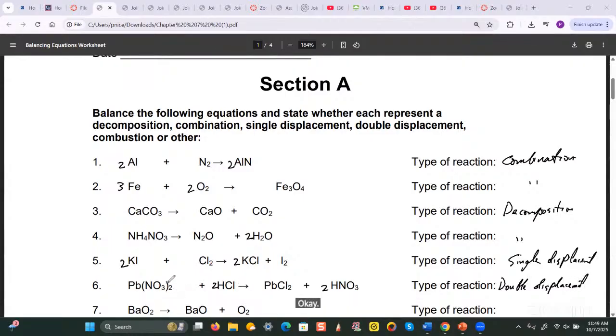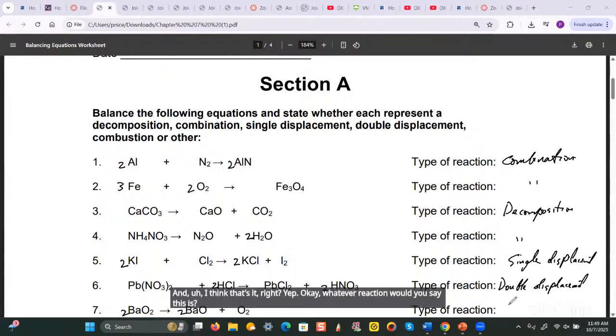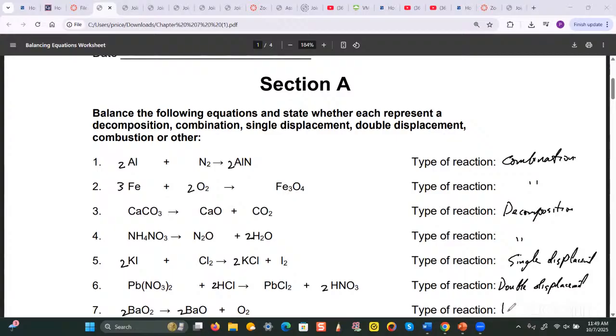Okay, and then we get to number 7. How do we go about balancing this equation? Two in front of the barium oxide. Yeah, two in front of the other barium oxide. Oh, this is barium peroxide. And I think that's it, right? Yep. Okay, what type of reaction would you say this is? Decomposition. Okay, very good. All right, so I'm going to leave you guys to do the rest.